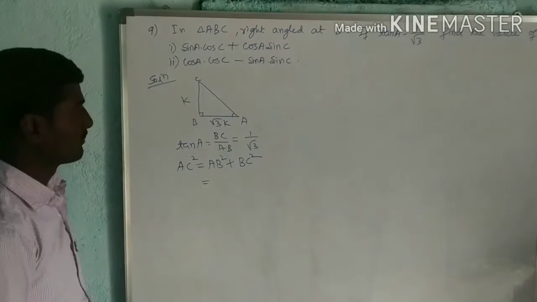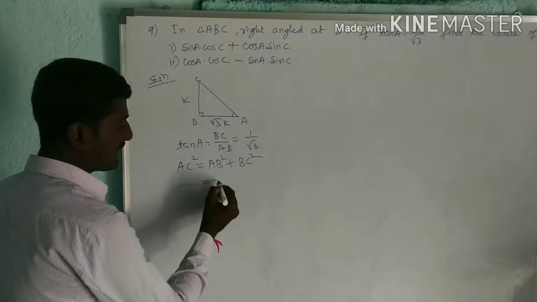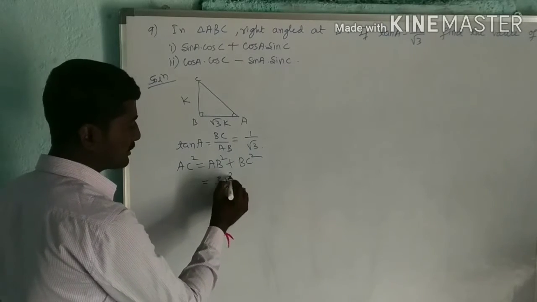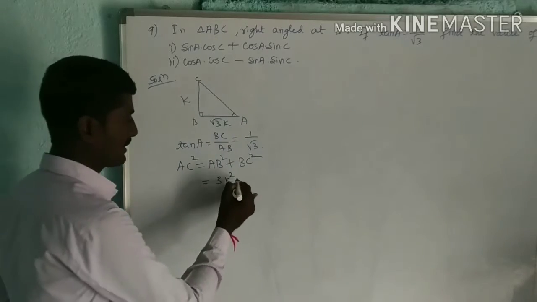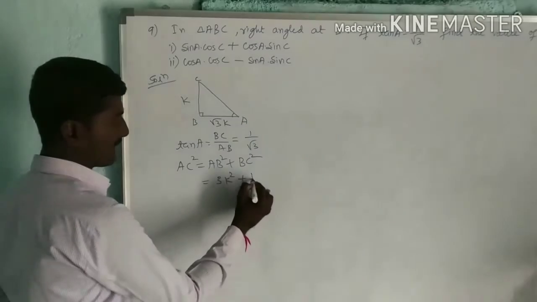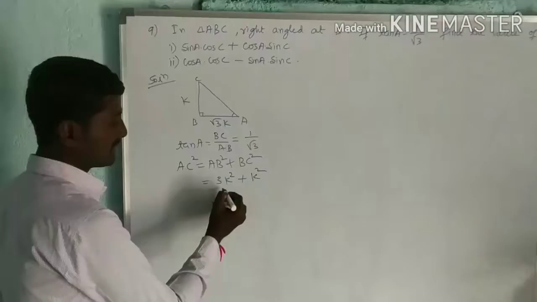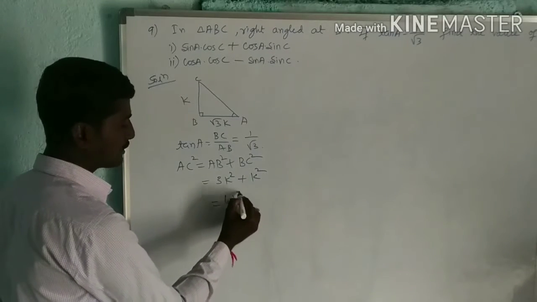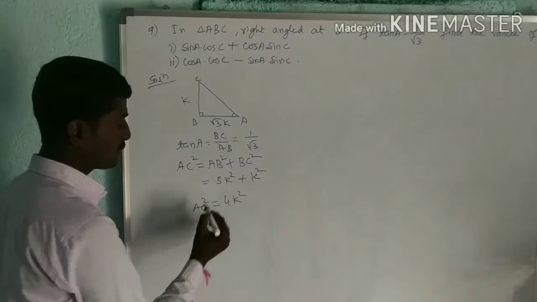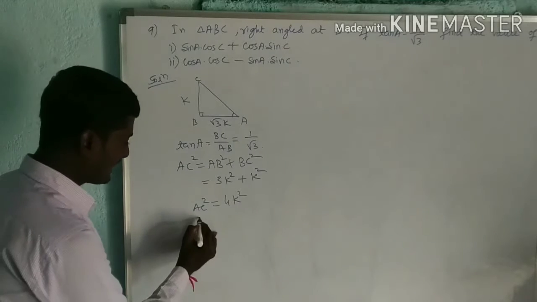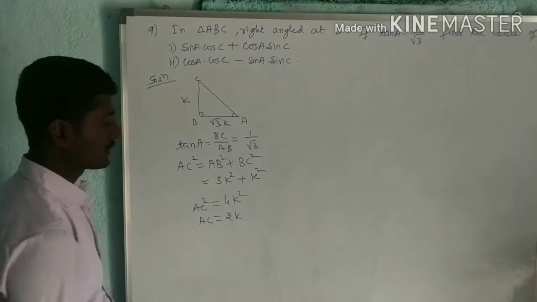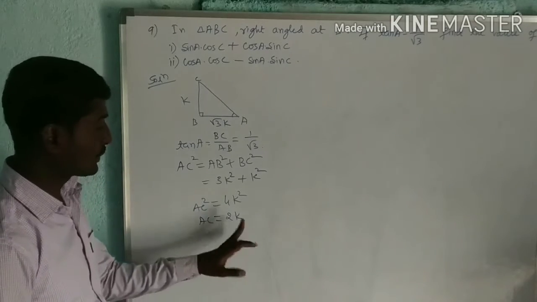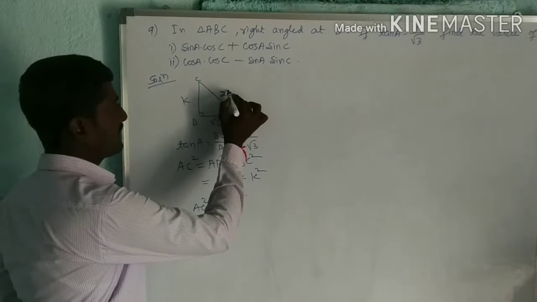That is equal to AB square, that is root 3k whole square, which is 3k square, plus BC square, k square. 3 plus 1, that is 4k square. This is AC square. But AC is equal to square root of 4k square, that is 2k. So AC I am getting as 2k.